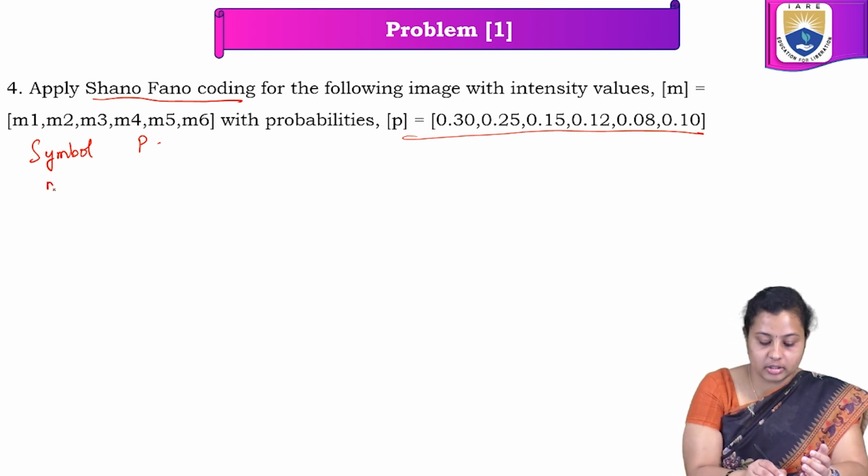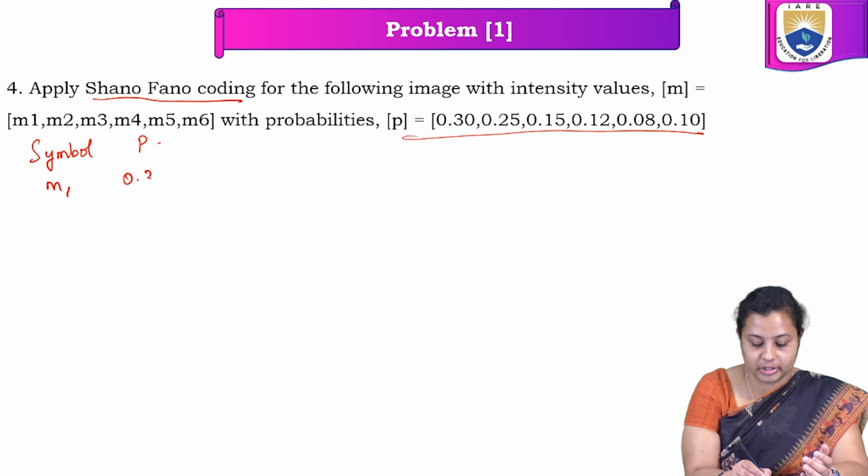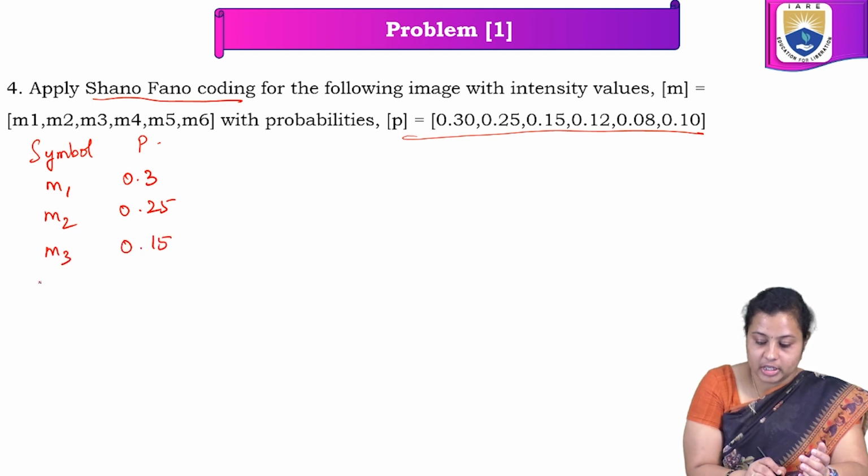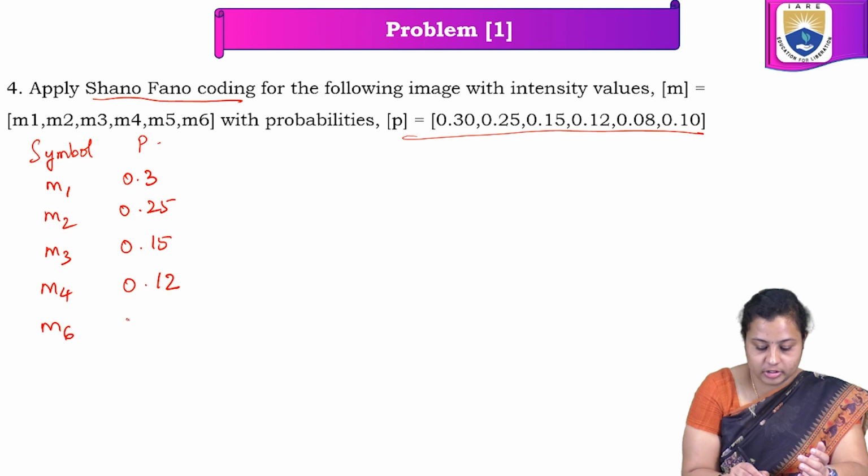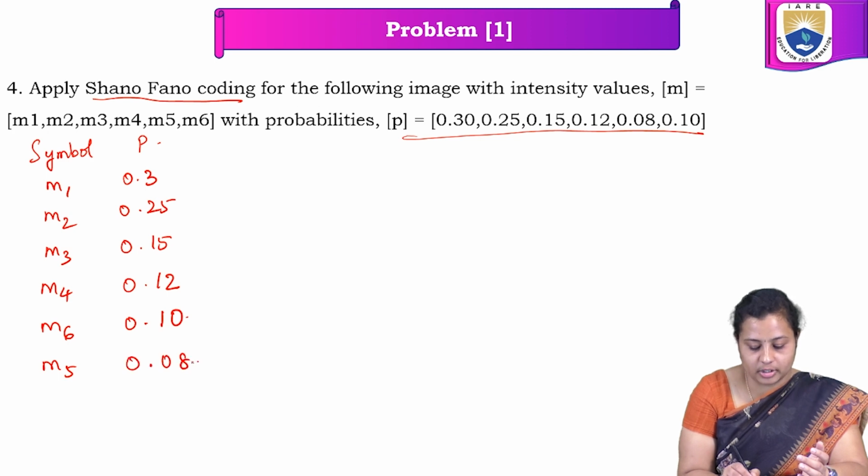So I can write it as M1, which is equal to 0.3. Next, M2, which is equal to 0.25. Next is M3, which is equal to 0.15. Next comes your M4, which is equal to 0.12. Next is your M6, which is equal to 0.10. Next comes your M5, which is equal to 0.08.